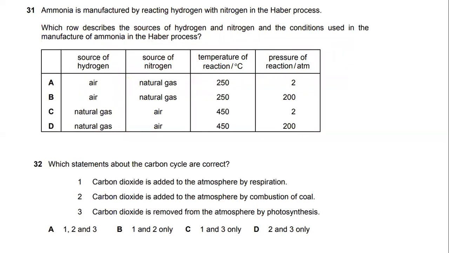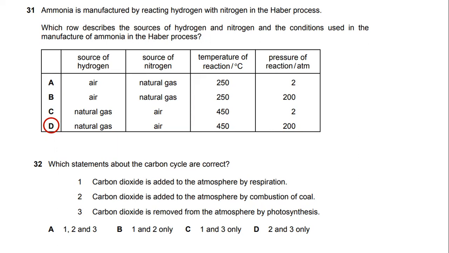Ammonia is manufactured by reacting hydrogen with nitrogen in the Haber process. Which will describe the sources of hydrogen and nitrogen and the conditions used in the manufacture of ammonia in the Haber process? This question frequently comes up in the examination, so I hope that you can answer this correctly. The source of hydrogen will be natural gas, and the source of nitrogen will be the air. Temperature of reaction during the Haber process will be 450, and the pressure of reaction will be 200 atm.